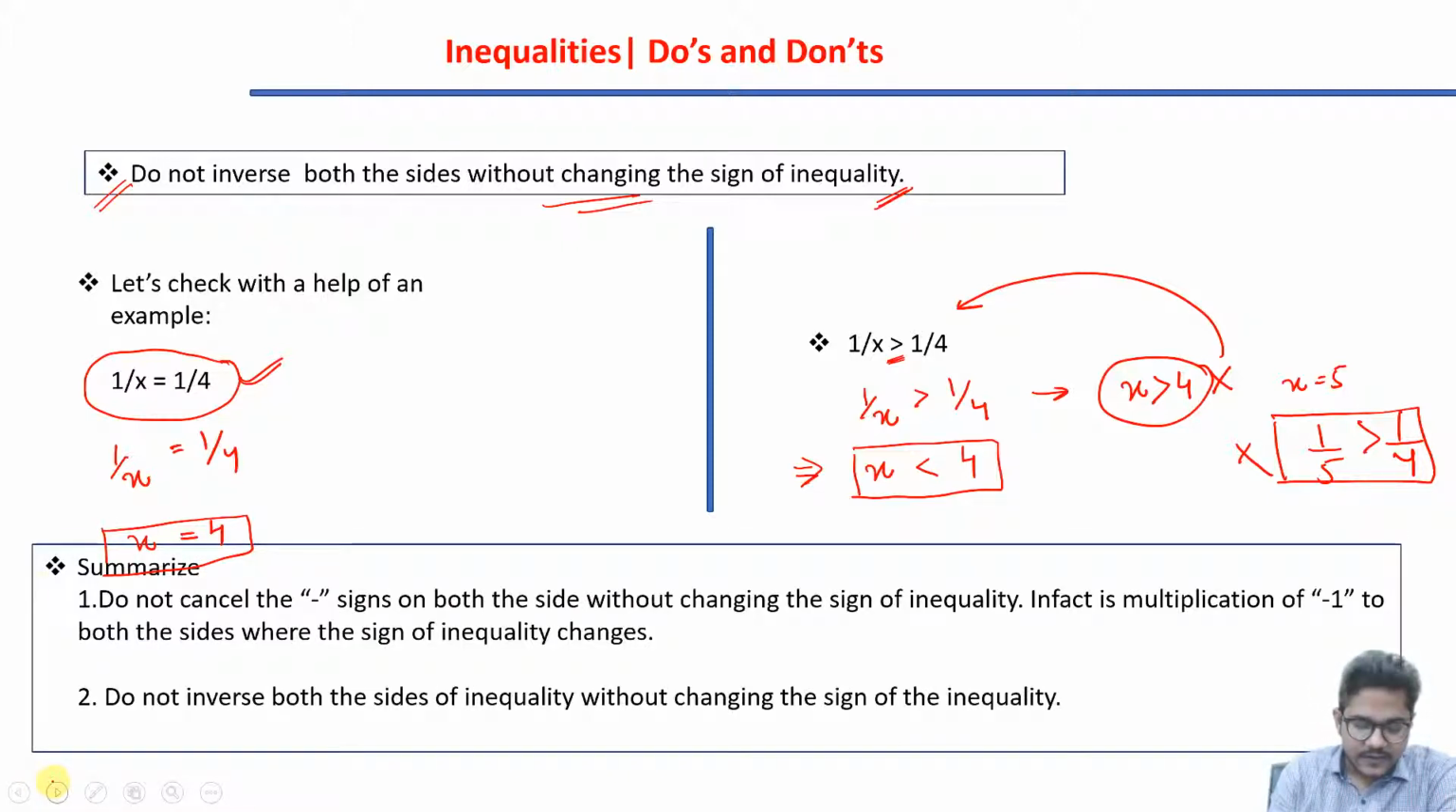So let's summarize what we have studied till now. We have to follow two don'ts: we do not cancel the minus sign unless and until we change the sign of inequality, and whenever we invert both sides, we have to change the sign of inequality. So if we are cancelling the minus sign, we have to change the sign of inequality. If we are inverting both sides, we have to change the sign of inequality. So do remember these important don'ts and follow these do's.